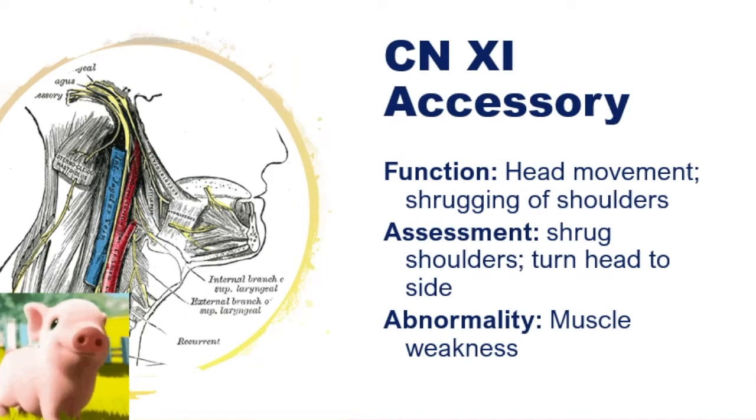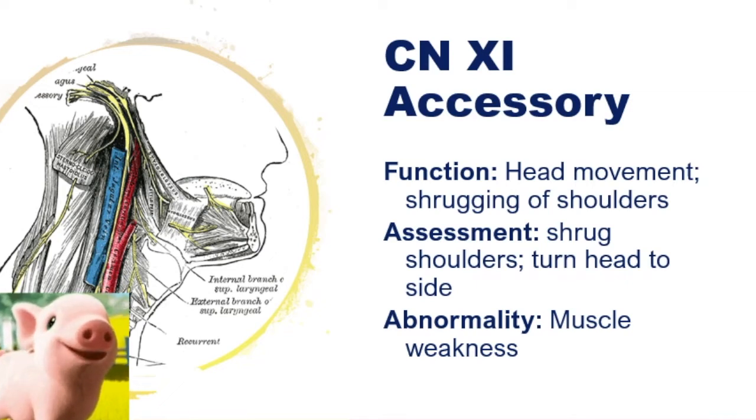Now, your cranial nerve number 11 is also known as your accessory nerve. Class, your accessory nerve has the function of head movement and shrugging of your shoulders. Meaning, class, it is your cranial nerve number 11 that would allow for the lateral rotation and the internal and external rotation of your neck.